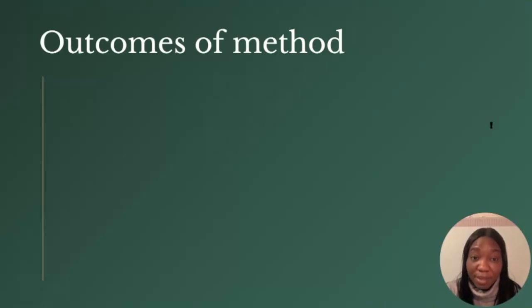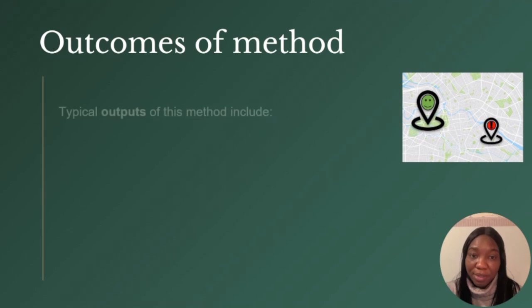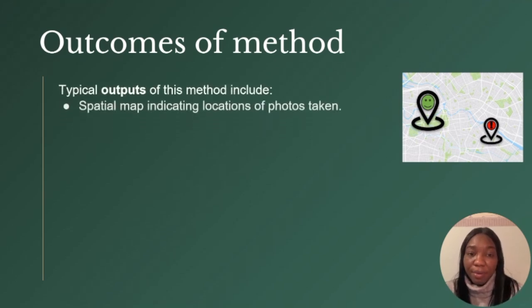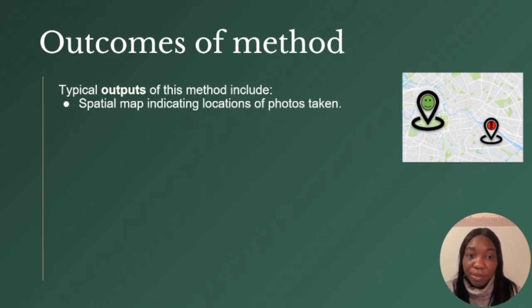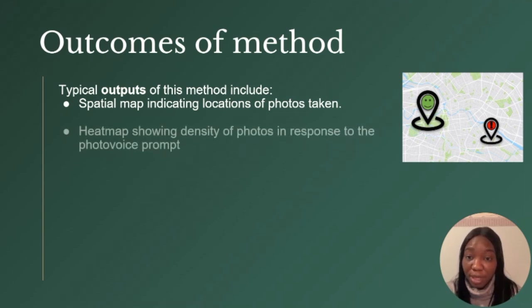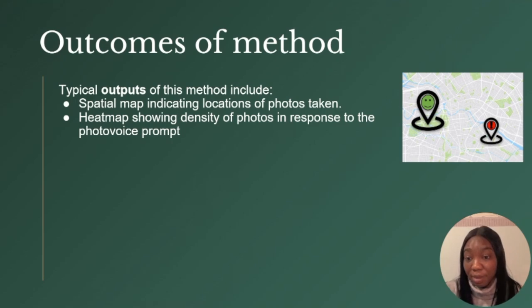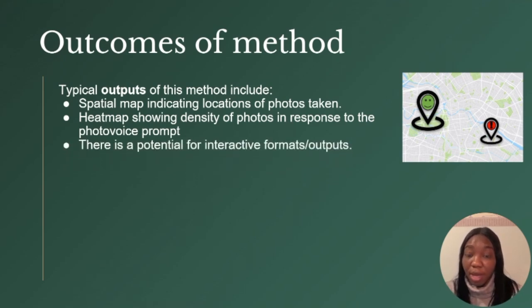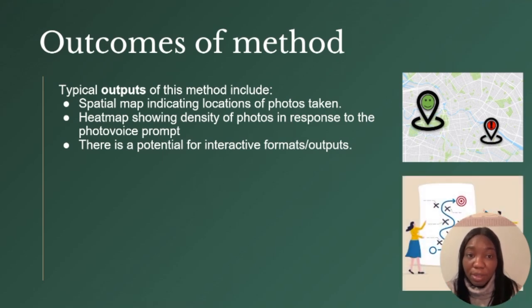The outcomes of mixed methods are numerous. However, we're going to mention a few, some of which include spatial mapping that indicates locations where photos are taken. Another is a heat map that presents density of photos in response to Photovoice prompt. And the third is possibility of obtaining interactive formats and outputs.